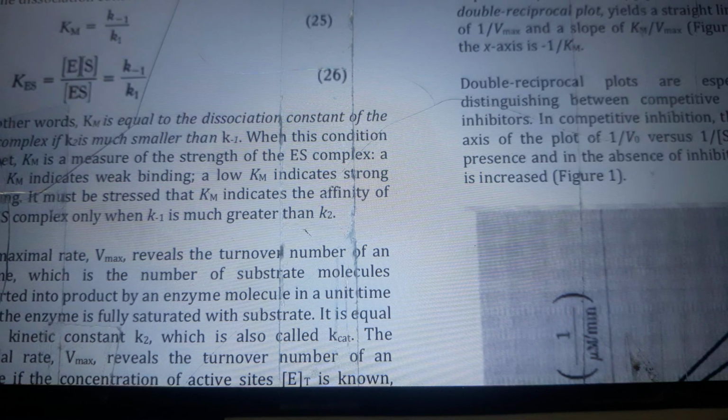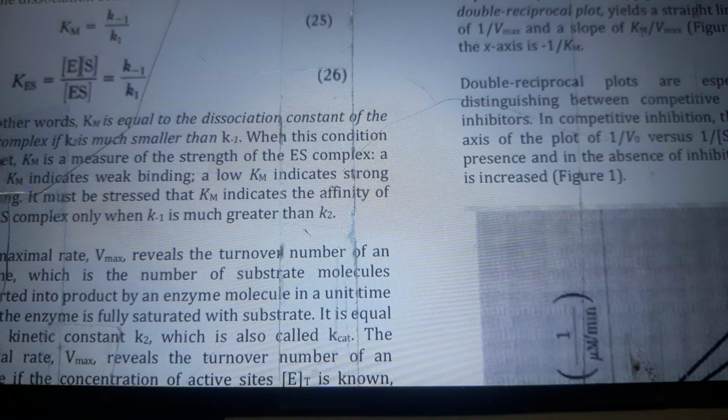So, in other words, Km is equal to the dissociation constant of the ES complex if K2 is much smaller than K1. When this condition is met, Km is a measure of the strength of the ES complex. A high Km indicates weak binding, a low Km indicates strong binding. It must be stressed that Km indicates the affinity of the ES complex only when K-1 is much greater than K2.